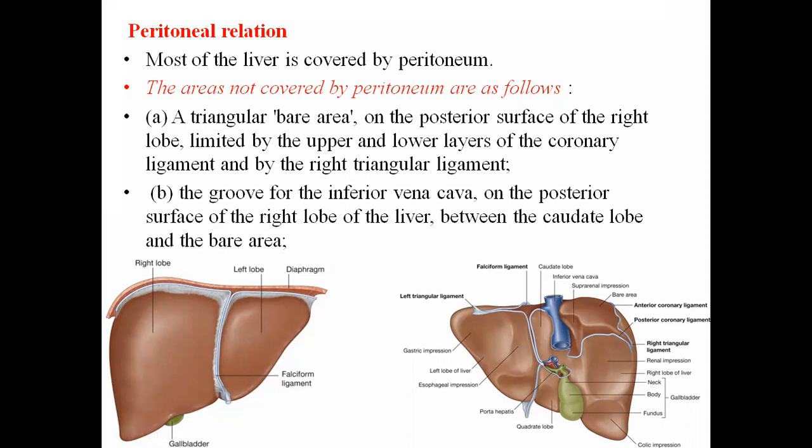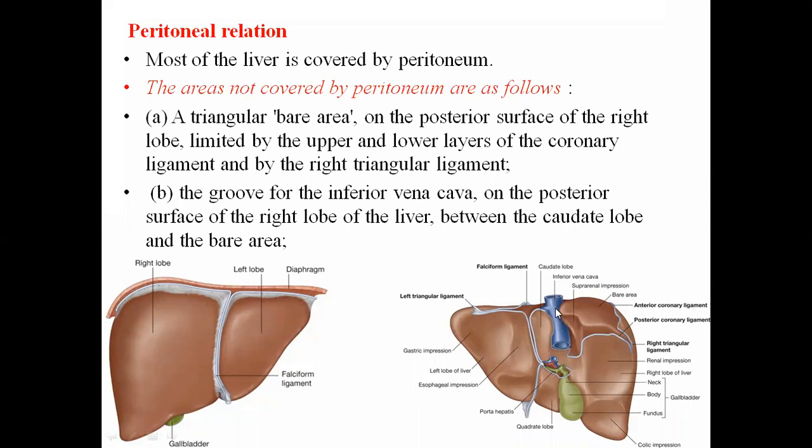Now, other areas. This is the largest area that we have seen here, the bare area, and the groove for the inferior vena cava. Now look at this here. Because the inferior vena cava and the liver are very close with each other, the peritoneum is not able to invade the area between the inferior vena cava and the liver. So the peritoneum is just covering the inferior vena cava and moves. But here you can see this area, right? It is not covering the inferior vena cava as such. It is reaching the lower aspect of the inferior vena cava and it is reflected to the caudate lobe.